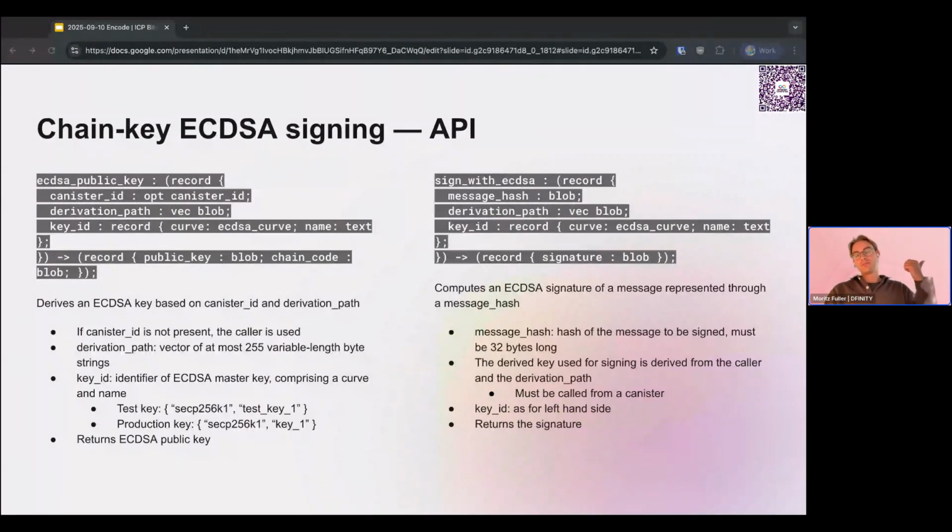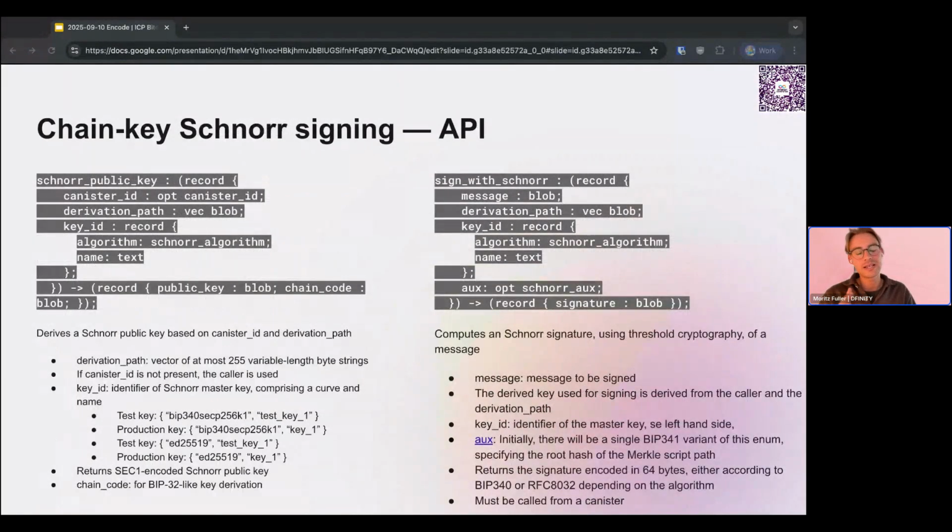So to summarize, one endpoint to learn about the public keys that a canister controls, and then another one to sign with the corresponding private keys of those public keys. And it's basically the same thing for Schnorr signatures, but I'm not going to go through that in detail. You can read the slide, or follow the QR code, or ask me asynchronously.